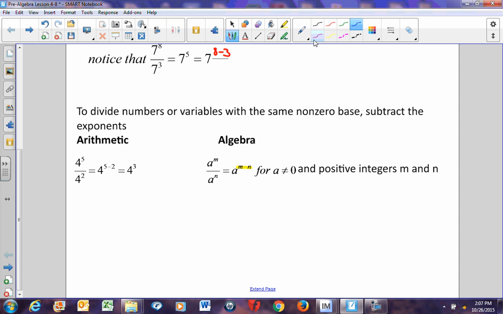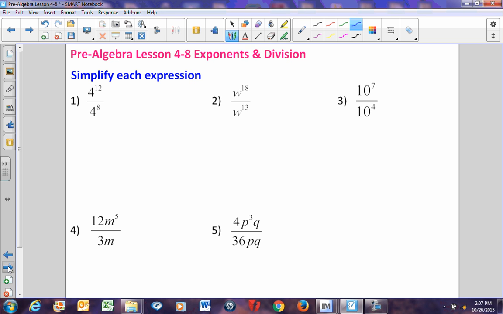So, that leads us to being able to simplify expressions dealing with division. So if I have 4 to the 12th divided by 4 to the 8th, that's the same as saying 4 to the 12 minus 8. And 12 minus 8 is 4, so that's 4 to the 4th power. And 4 to the 4th power is ridiculously hard to do. That would be 4 times 4 times 4 times 4, which is 16 times 16. And 16 times 16 is 256. So 4 to the 12th divided by 4 to the 8th is 256.